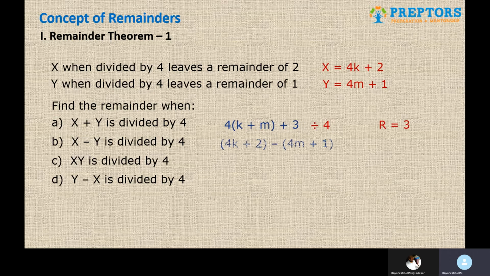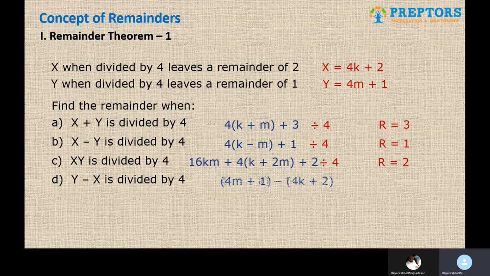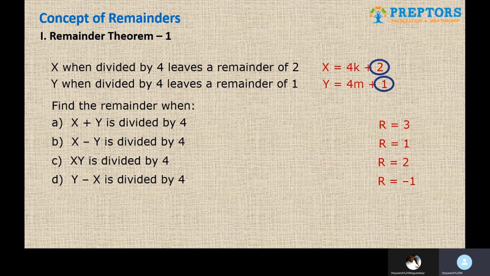So the first question, x plus y divided by 4. For us x is 2, y is 1, so x plus y becomes 2 plus 1, which is 3. When you divide 3 by 4, you can't divide, so you will get the remainder as 3 itself. Similarly, second question, x minus y, that is 2 minus 1, which is 1. 1 when divided by 4 will give you the remainder as 1 itself. Third one, x into y, which is 2 into 1, which is 2. 2 when divided by 4 will give you the remainder as 2 itself.